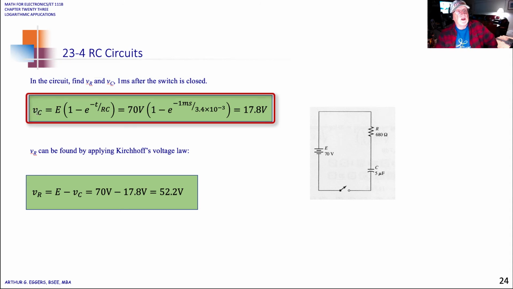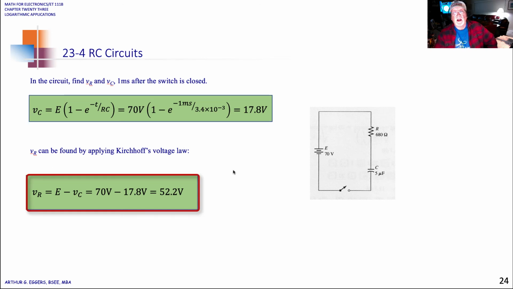So we use that relationship V sub C is equal to the applied voltage multiplied times the difference, 1 minus e to the minus t over RC. If we plug in our values of 70 volts for E, 1 microsecond divided by 3.4 times 10 to the minus third, which is the product of 680 ohms and 5 microfarads, what we get here is a voltage across the capacitor of 17.8 volts.